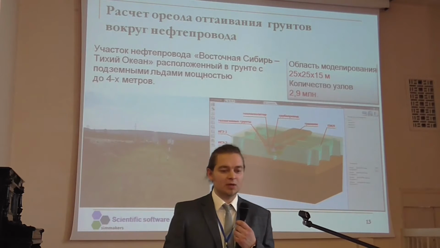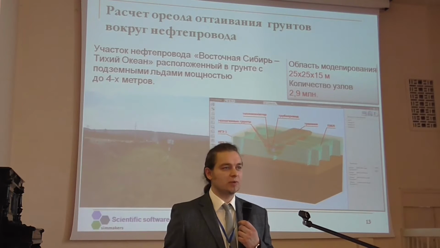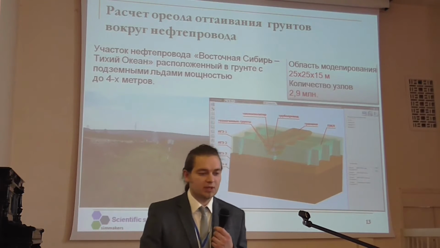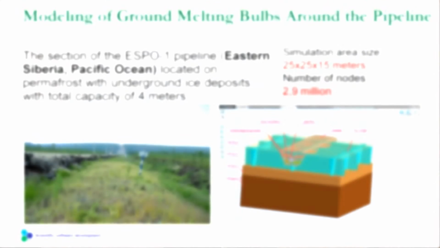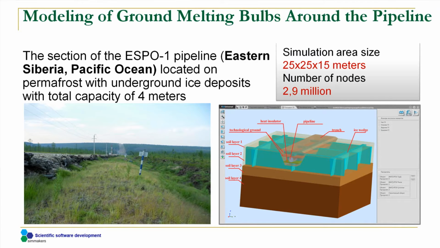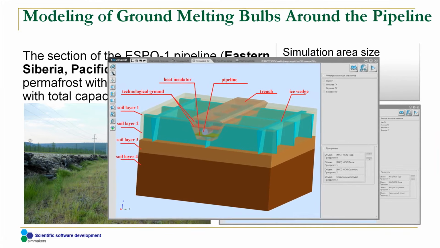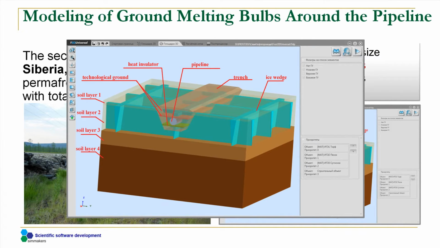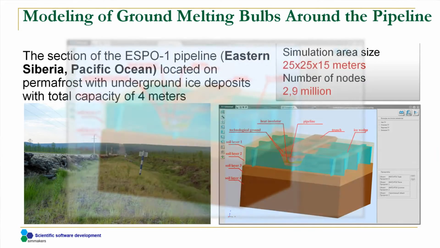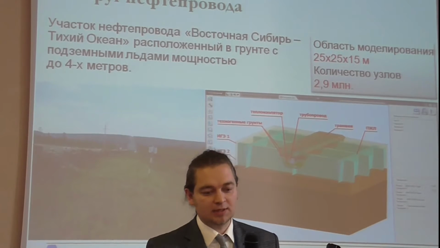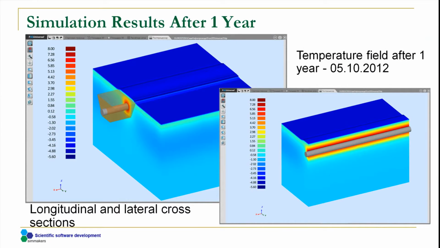I would like to show you some real examples of projects where Frost 3D software has been utilized. Here's the section of the ESP01 Pipeline, Eastern Siberia Pacific Ocean, which is located on permafrost with underground ice deposits. It was necessary to estimate whether the ground melting bulb formations would reach the ice wedges or not, i.e., whether they would thaw or not, and how effective measures such as pipeline trenching and using heat insulation above and below the pipe would be. We have simulated an area of 25 by 25 by 15 meters, and the model consists of 3 million nodes.